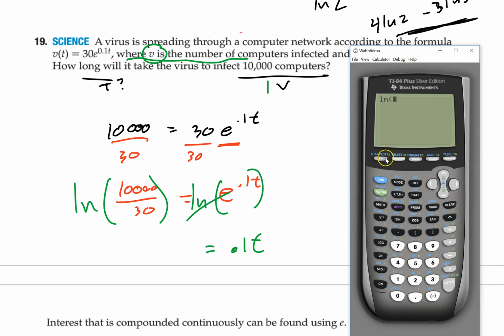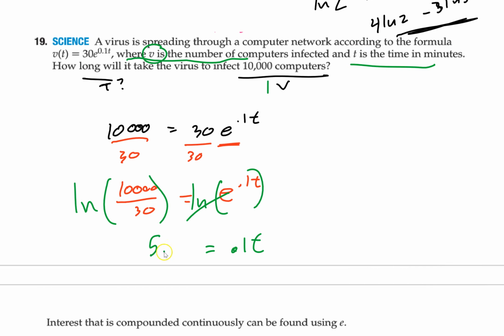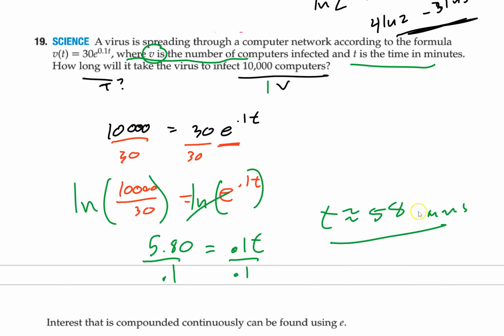Turn it on every single time, bane of my existence. Let's do natural log of 10,000 divided by 30, right, all one log. And I get, let's round to the nearest hundredth, 5.8. And then I get t by itself, so divide by 0.1. And that should move the decimal over one spot. It's going to give you t is roughly 58 minutes. So in less than an hour, it's going to affect 10,000 computers. Isn't that virus a pain in the butt?